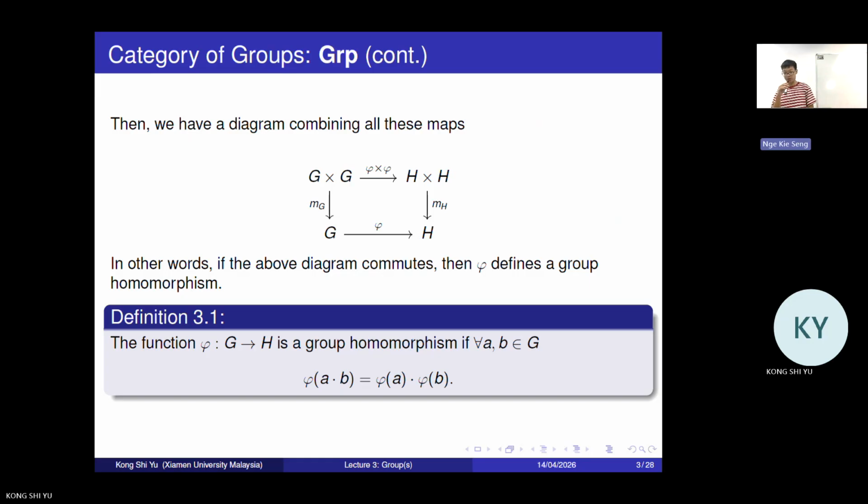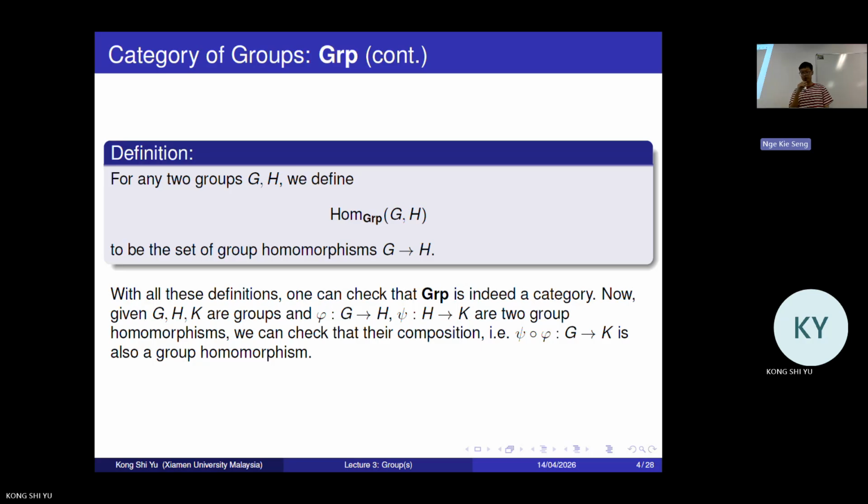So the group homomorphism means you take the binary operation in G, the multiplication between A and B, and you produce phi A times phi B. Note that these two dots look the same but they are different: this operation is in group G and this one is from H. So for two groups G and H, we can define the hom space between G and H, which is just defined to be the set of group homomorphisms between G and H.